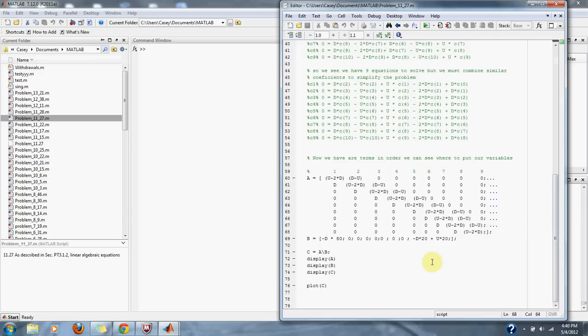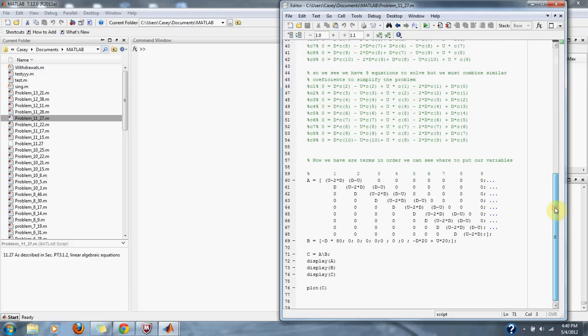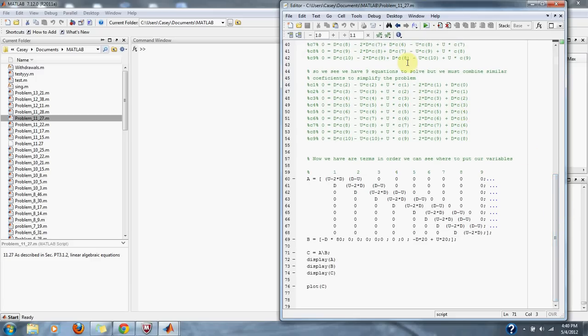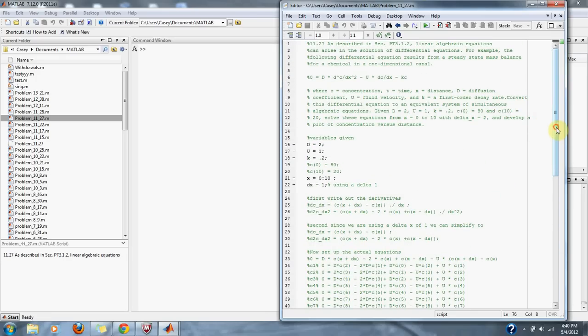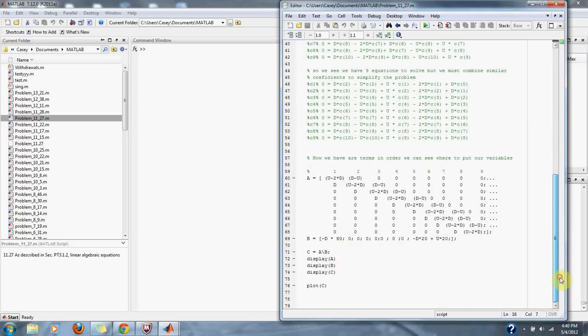And then to solve the problem, we simply do A backslash B to find our C's, or our concentration values. And then simply down here, I'm just displaying the A matrix, the B matrix, and then our results for the concentration values. And then here is a plot, because the question asked us to plot the concentration versus distance, and just plotting C will give us that.